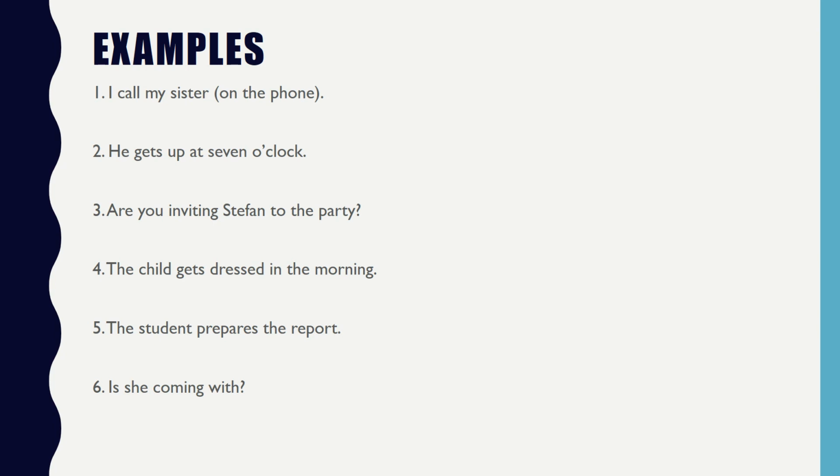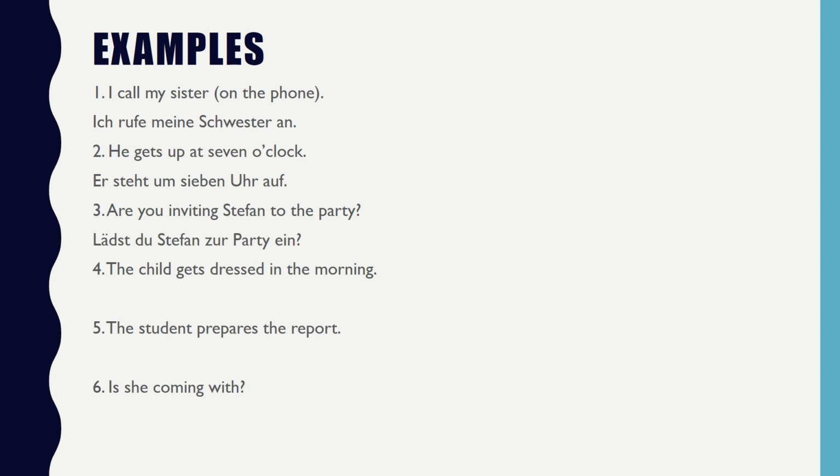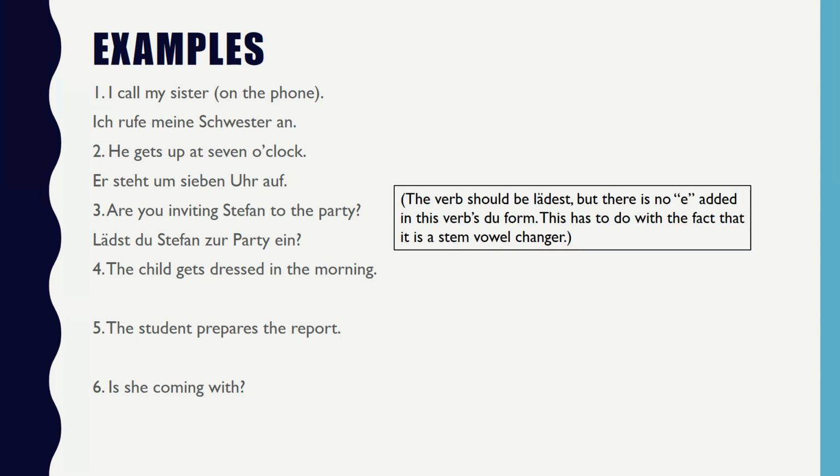Number 1, you have Ich rufe meine Schwester an. For number 2, Er steht um 7 Uhr auf. For number 3, Lädst du Stefan zur Party ein? Some of you are looking at lädst and are very confused. The verb should be lädst, but there is no E added in this verb's du form. This has to do with the fact that it is a stem vowel changer. It is irregular. Number 4, your answer is Das Kind sieht sich am Morgen an.